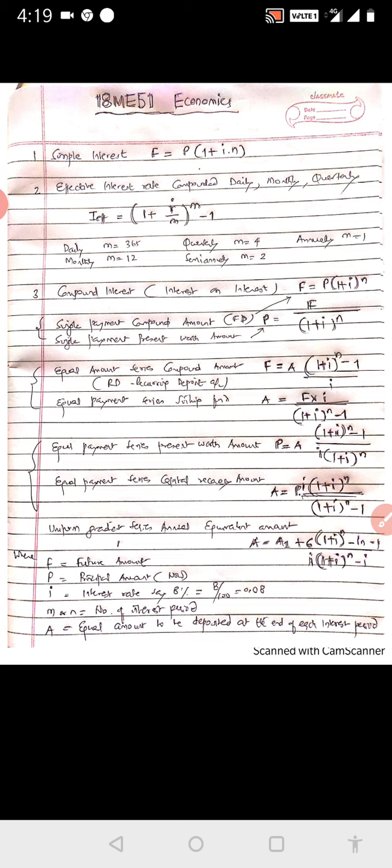So these are the three main formulas, and each formula is rearranged. You want to find F or you want to find P, the future amount or the present amount. You want to find the future amount or the equal amount A. So only these things you are going to find, and these formulas will be useful for your module 4 also, which I will start soon. Okay. Thank you.